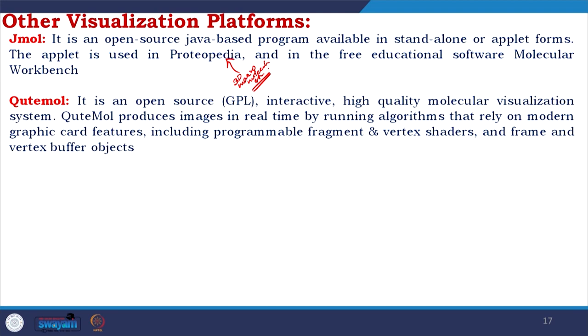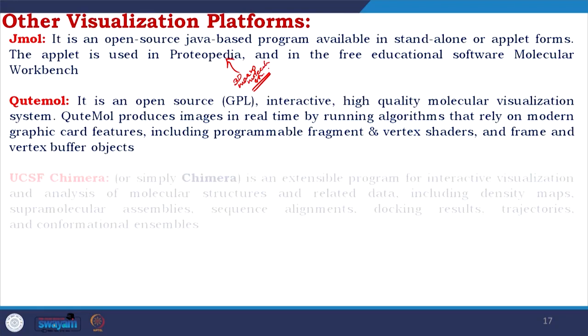QTMOL is an open source GPL interactive high quality molecular visualization system. QTMOL produces images in real time by running algorithms that rely on modern graphic card features including programmable fragment and vertex shader and frame and vertex buffer objects.